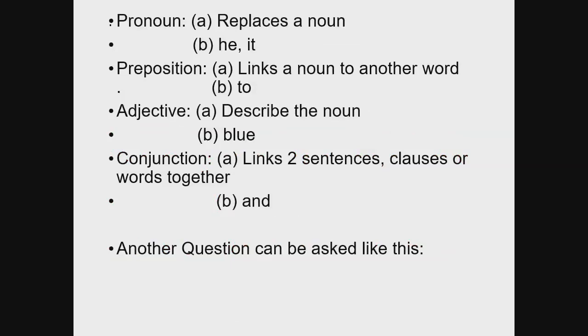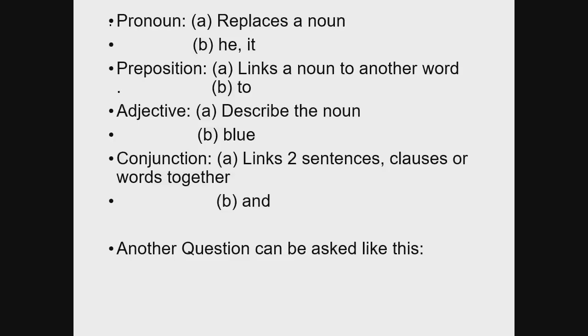The pronoun replaces a noun. So the two pronouns in the sentence are he and it. He relates to the boy and it relates to the gate. The preposition links a noun to another word. So the preposition in the sentence is to. He ran to the gate.